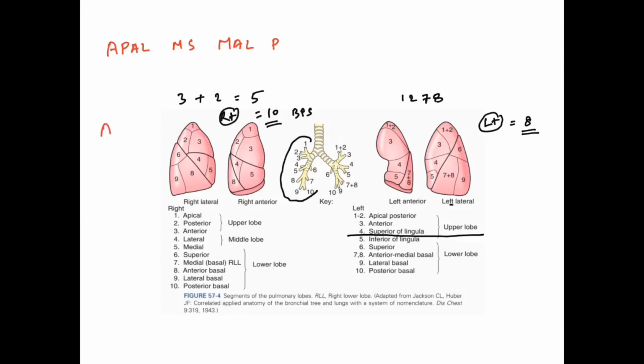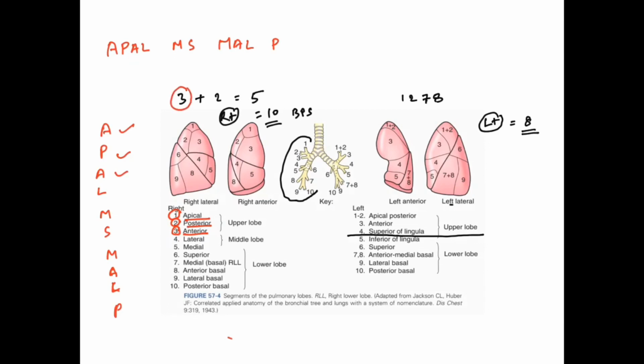So, A pal, MS, mal, P for paisa. Now the first right segment is apical, second is posterior, and third is anterior.